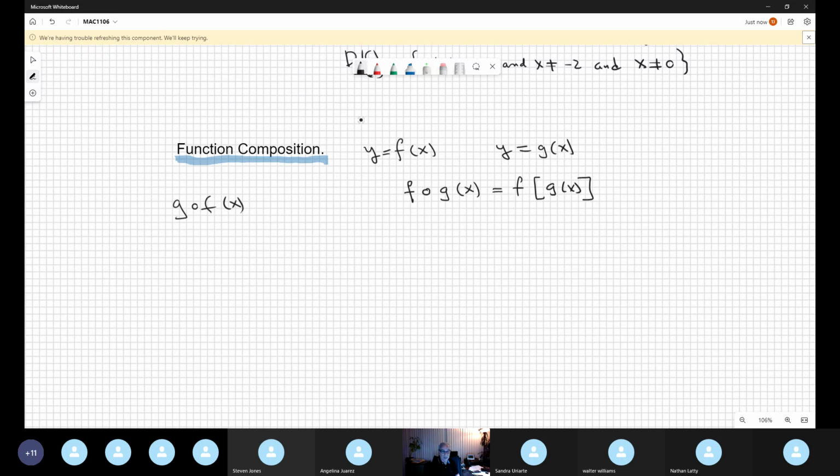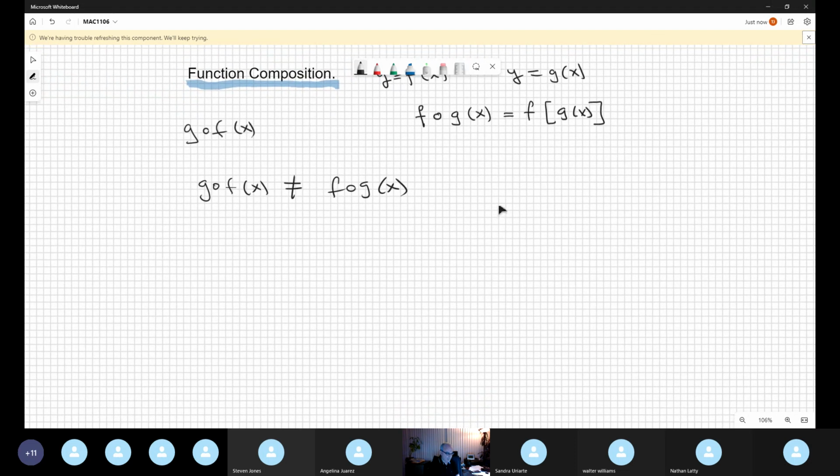In general, G composition F of X is not equal to F composition G. It's completely different. In some particular examples, maybe yes, but it's very, very weird. Let's see an example to understand composition and how we manipulate that. Suppose this is an example of the composition.